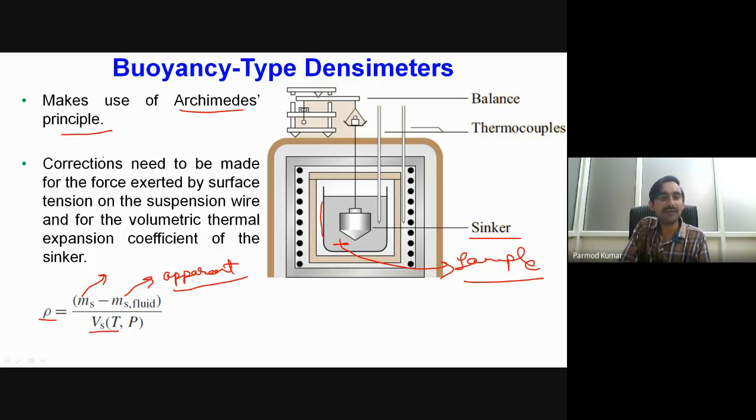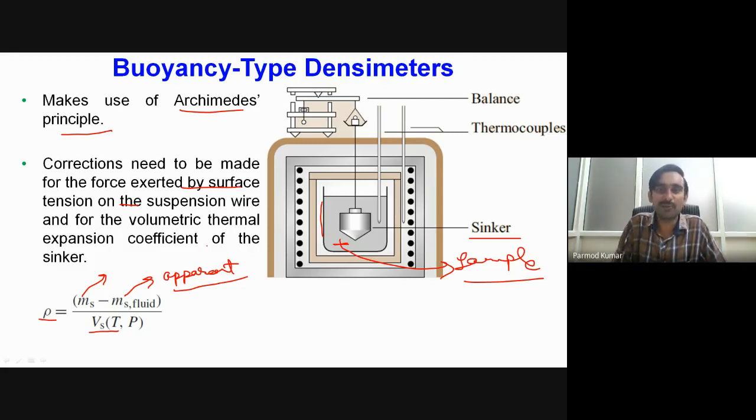Over here we have to remember one thing: because we are submerging some solid body inside this liquid, obviously we will be having some surface tension force acting at the surface, and because of that some corrections need to be made for the force exerted by surface tension. Particularly over here we are having some suspension wire, so there also we will be having some surface tension force. And if we are subjecting this to high temperature variations, there may be volumetric expansion or contraction, so depending upon the volumetric thermal expansion coefficient of the sinker material, we also need to add correction factors.